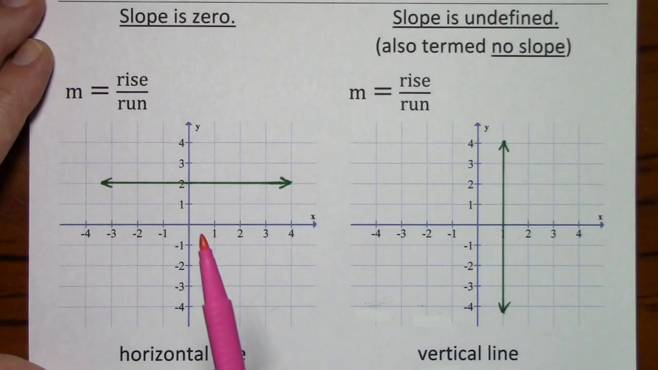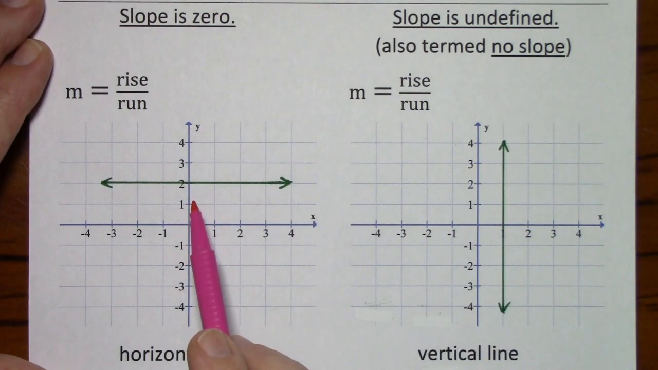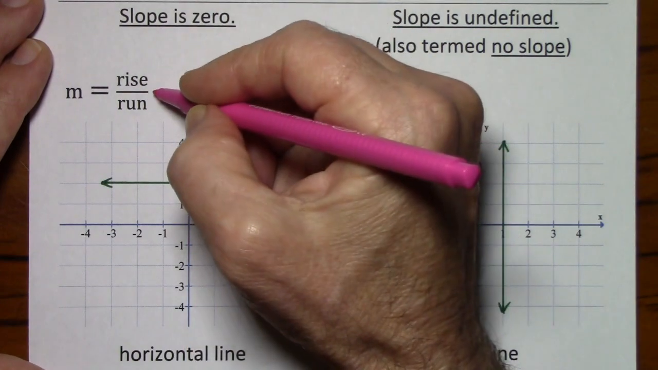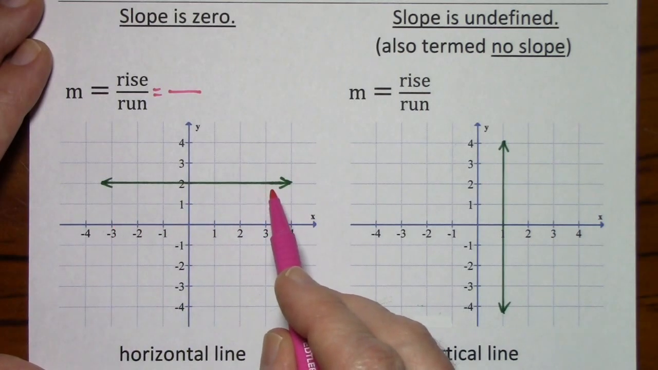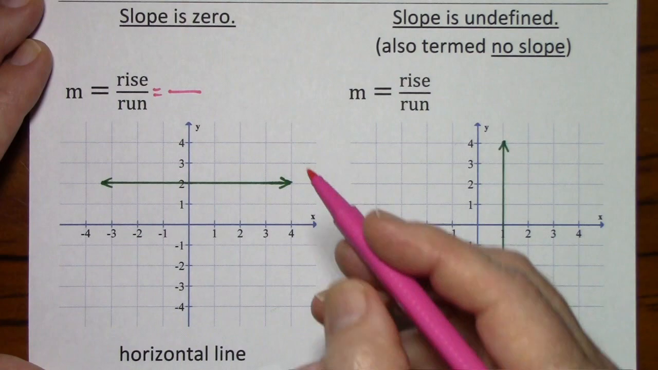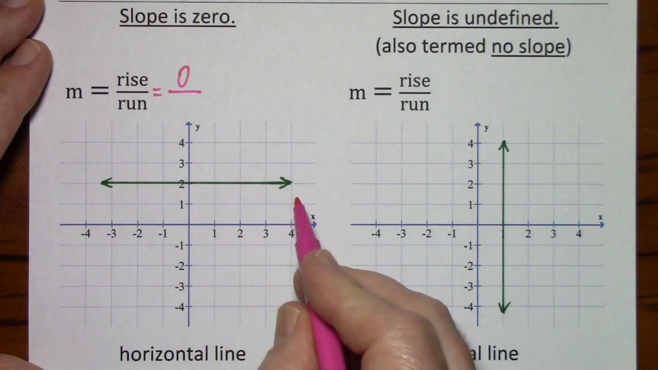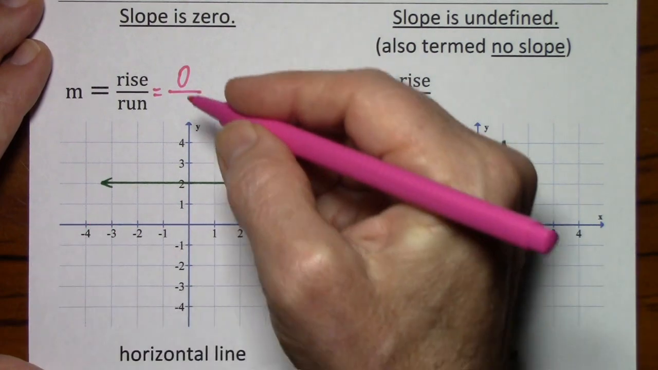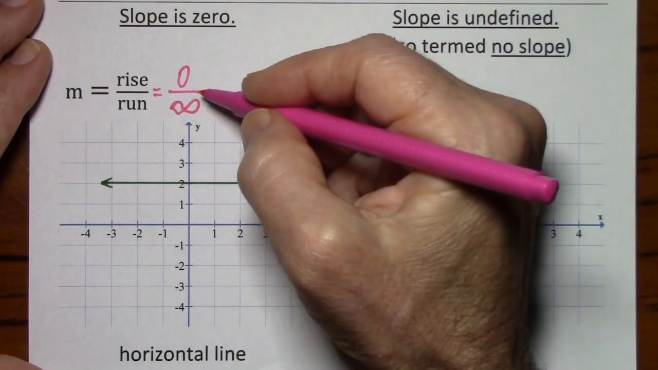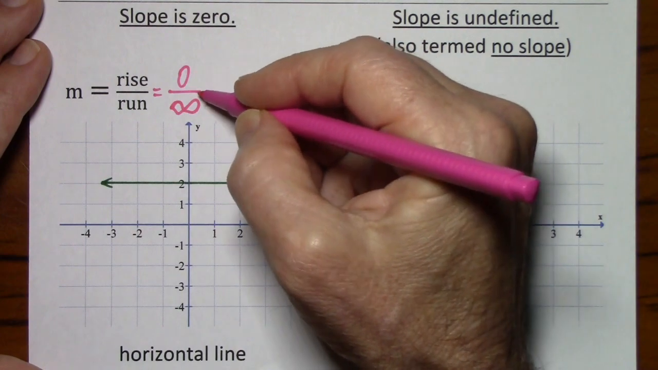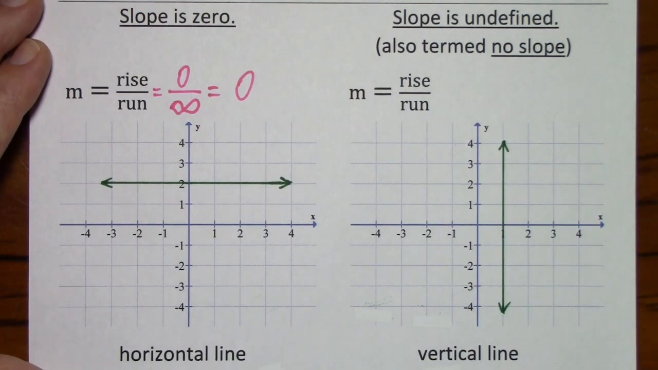Two other situations are when your slope is 0 or undefined. So let's explain this a little bit. Slope is rise over run. So does this line rise at all? No, I would say the rise is 0. Does it run? Well, yeah, it keeps going forever, so I'm just going to say the run is infinity. So I'm going to say 0 divided by anything is 0. So the slope is 0.